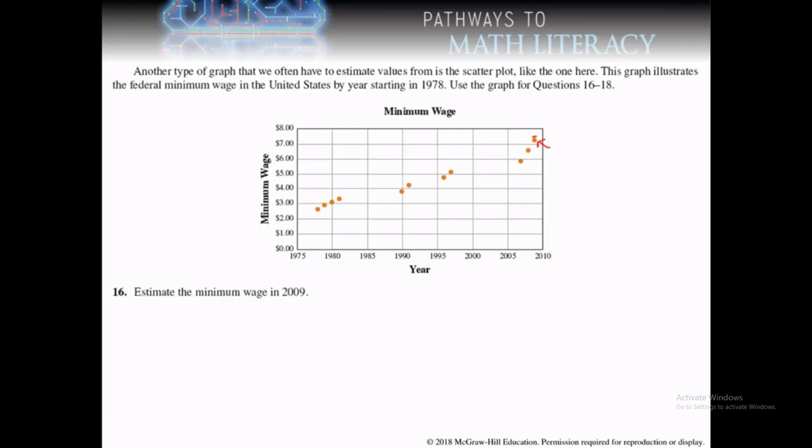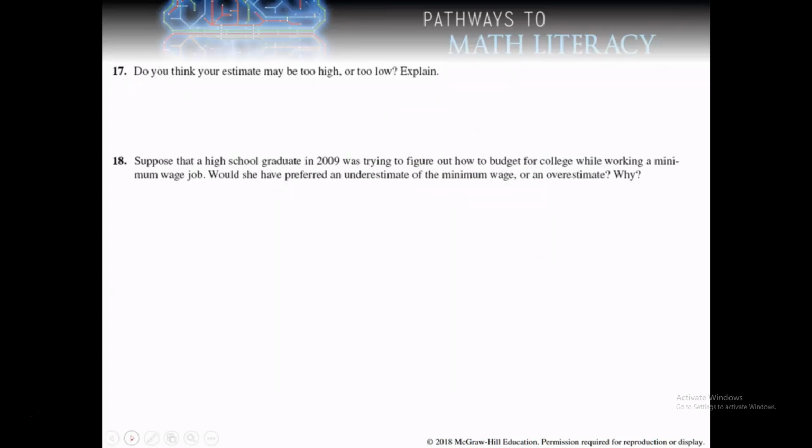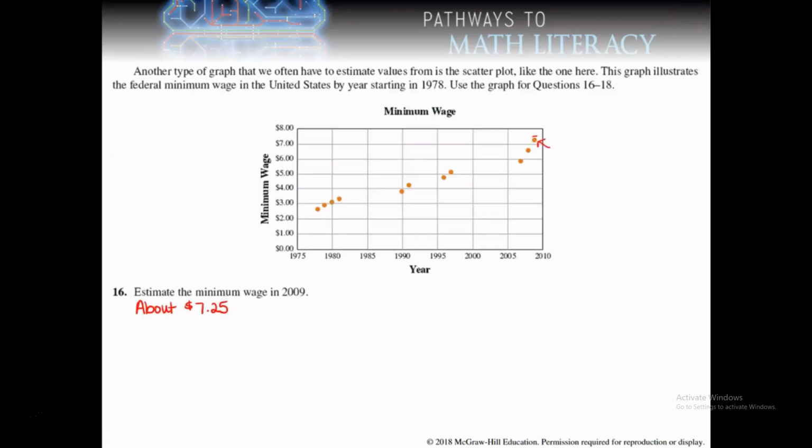In 17, we want to think about whether our estimate is too high or too low. Well, looking at that, I marked off about $7.50 and I called that 7.25, but it's actually a little bit more than halfway between $7 and $7.50. So it's actually probably a little bit more than $7.25. My estimate was probably a little bit too low.